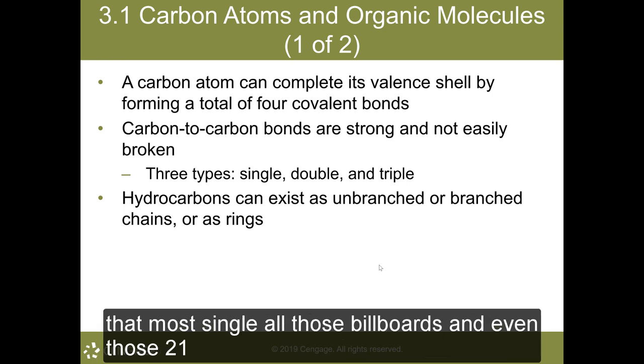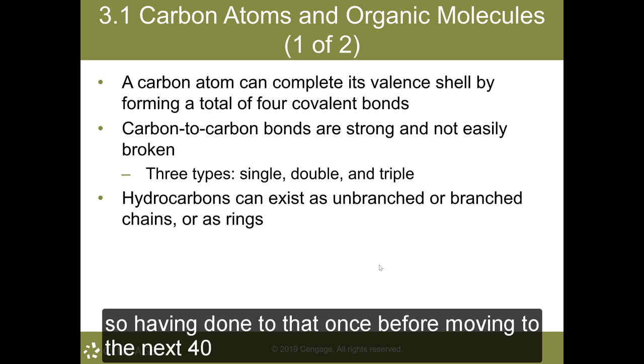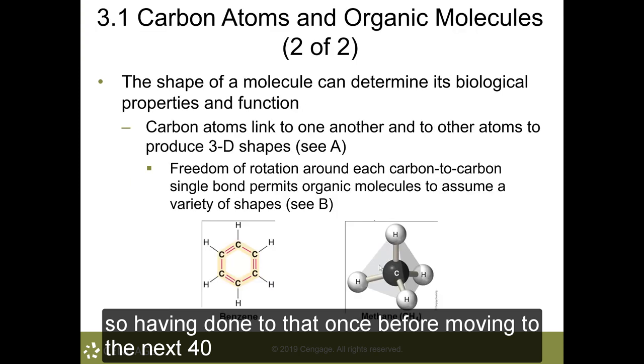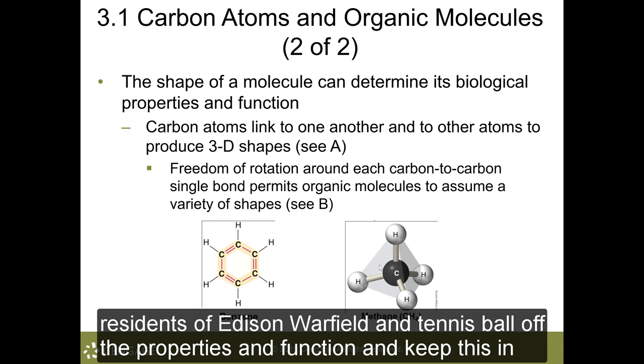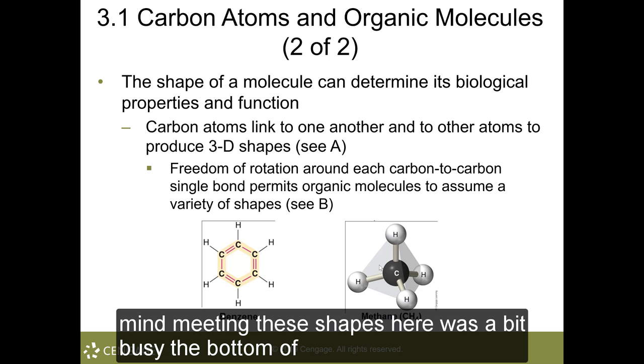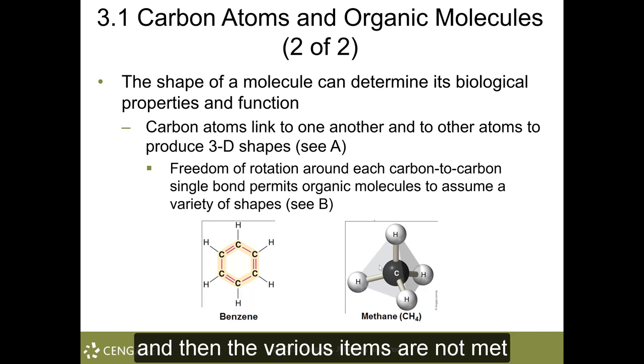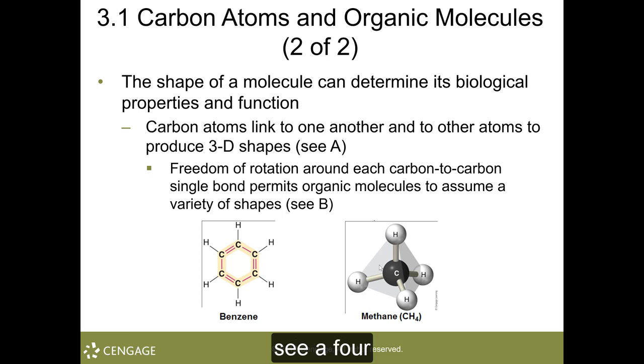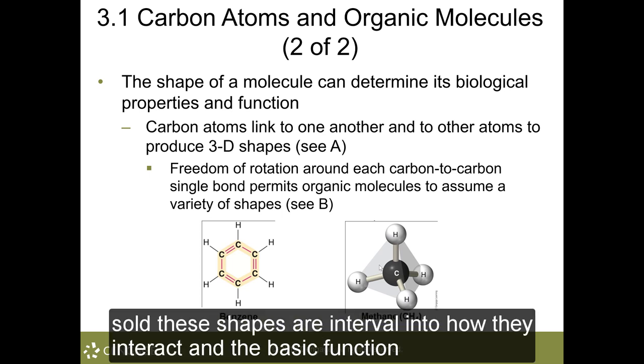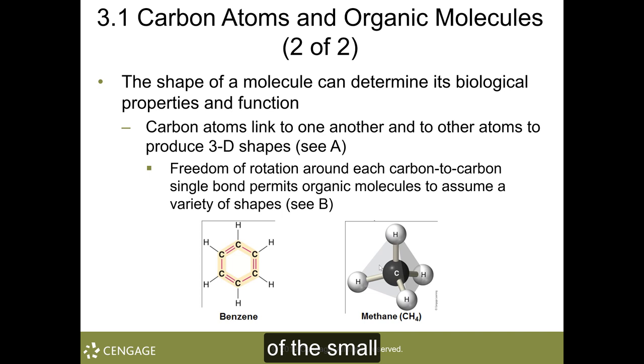Carbon-to-carbon bonds are strong, and they're not easily broken. As I mentioned in the last lecture, that's why we have single bonds, double bonds, and even triple bonds. Now, the shape of a molecule can determine its biological properties and function. Keep in mind these shapes here. As you look at benzene, at the bottom left, you'll see benzene right there in the center, with the hydrogens bonded to the carbons, with those double bonds that you see. The very same can be said about methane, CH4. These shapes are integral to how these molecules interact and function.